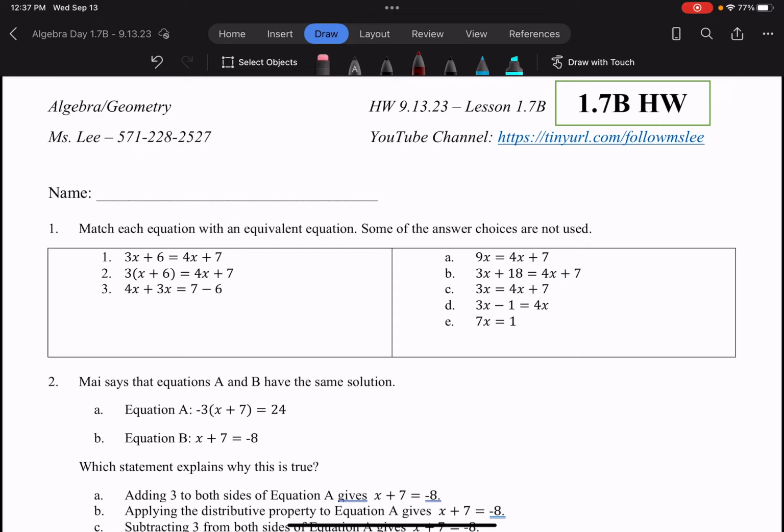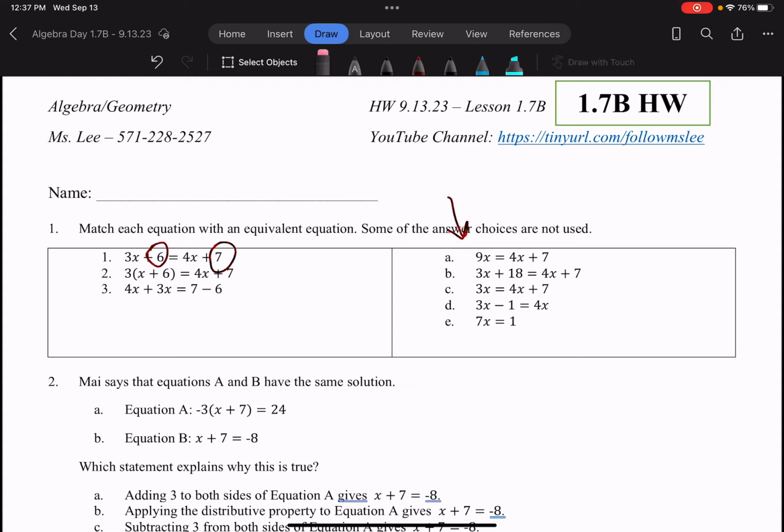So 3x plus 6 equals 4x plus 7. If I'm looking for the match here, the first step I would take to modify this would be to either move the 6 or the 7 to the other side, right? By subtracting it on both sides. Because I want to move my constants and put those together. So if I were to subtract 6 from both sides, I would end up with 3x equals 4x plus 1. Okay, I don't see that as an answer option on the right-hand side over here.